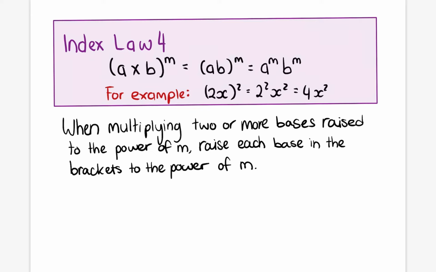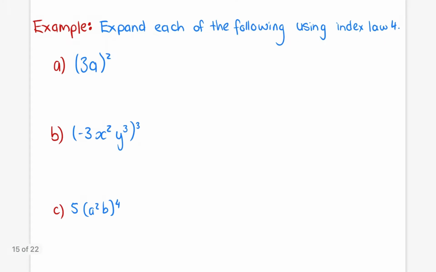So it's actually very similar to index law 3 where we have to multiply the powers when there's some inside the brackets, because you will come across those. And so I'm going to go through some examples that will show this. So if we look at our first one here, we've got expand the following using index law 4. Okay, and question A is 3a squared.